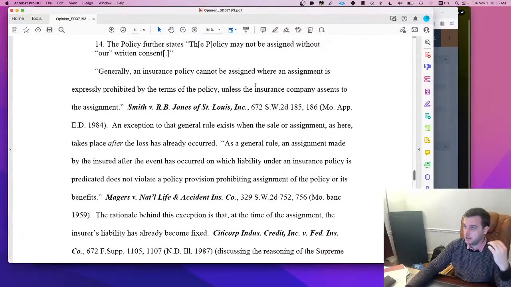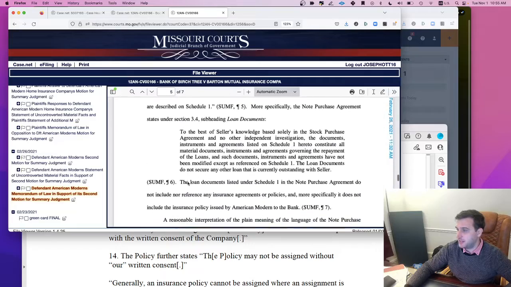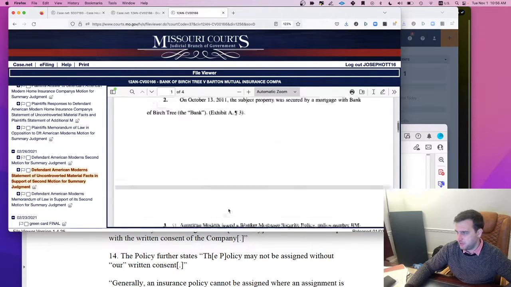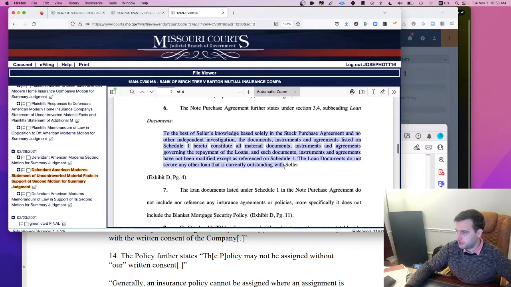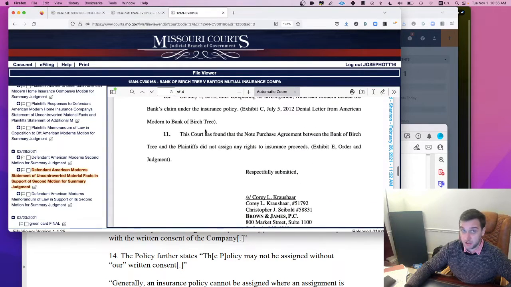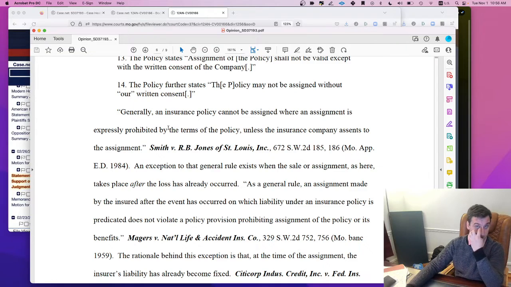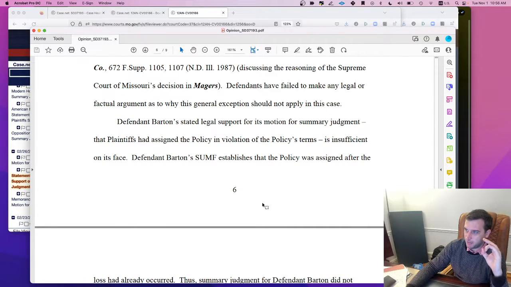And so basically the defense argument relies upon the notion that the explicit language of the policy, as described here in their statement of uncontroverted material facts, and that the note purchase agreement doesn't contain any language referencing the insurance policy. The court disagrees with this, because what they say is that this assignment argument is fatally flawed. The reason it's flawed is because the benefits were already owed under the insurance contract at the time the assignment occurred.